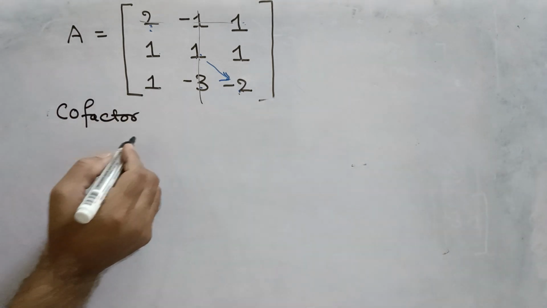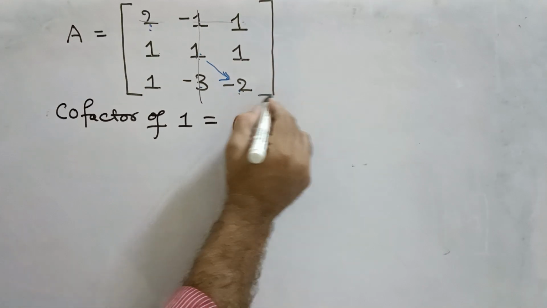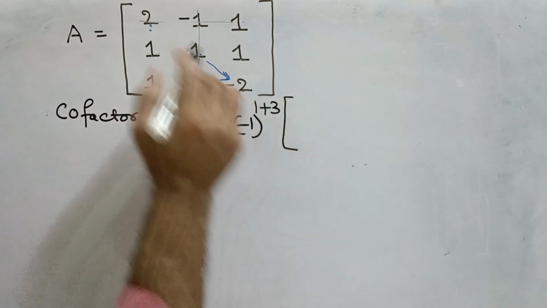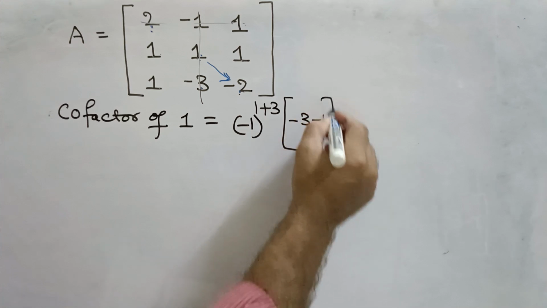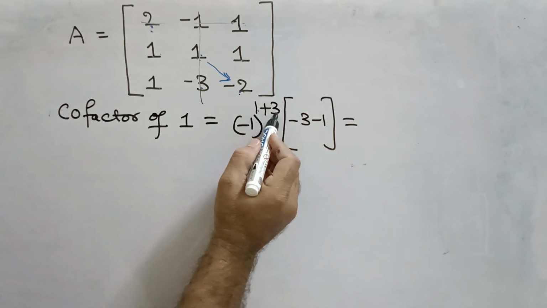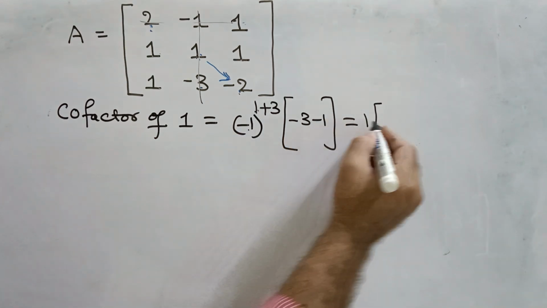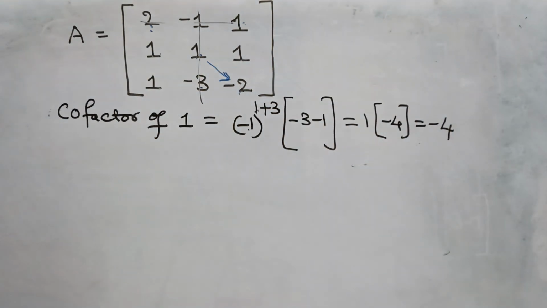Similarly, the cofactor of element 1 is equal to minus 1 whole power. It is first row, third column. Ignore that row and column, then 1 into minus 3 minus 1, it is minus 4. Therefore the cofactor is minus 4, right?